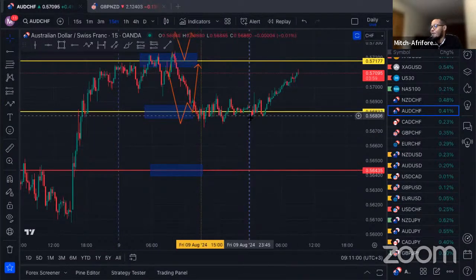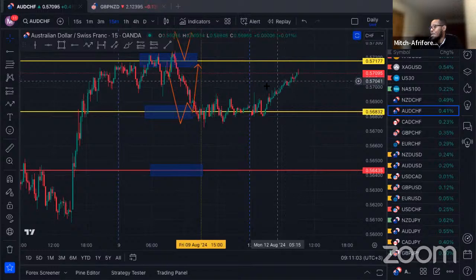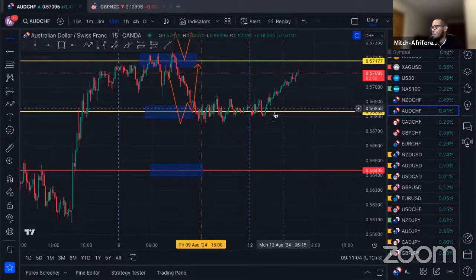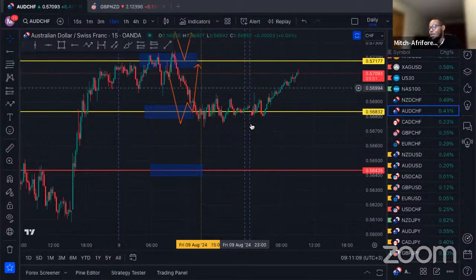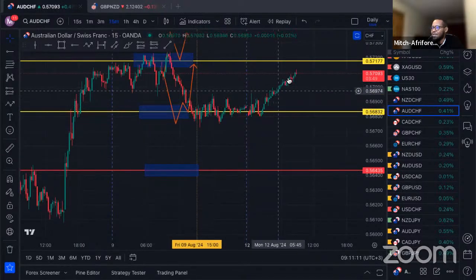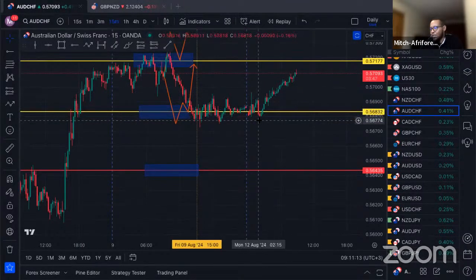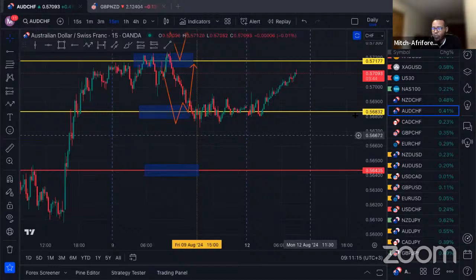But unfortunately for us, since this pair is working out nicely, I would encourage you, if you're in this trade, to maybe manage the trade. You don't know whether or not these sellers are going to come down aggressive, especially if you look at the way the buyers have been coming up. So that's why there's a pair that's going to be off our watch list for today.